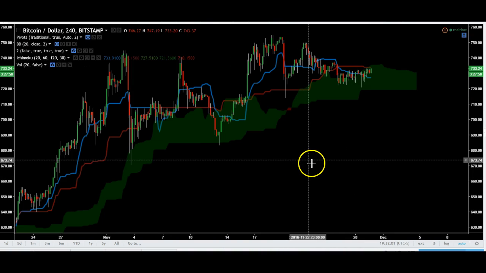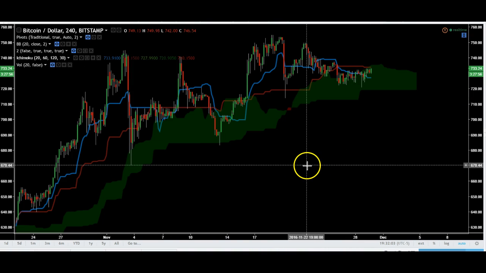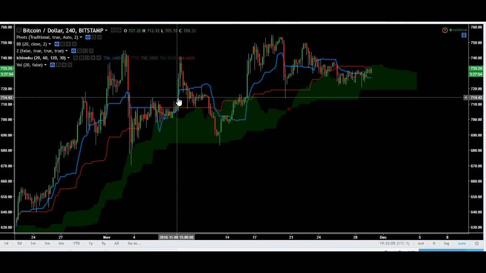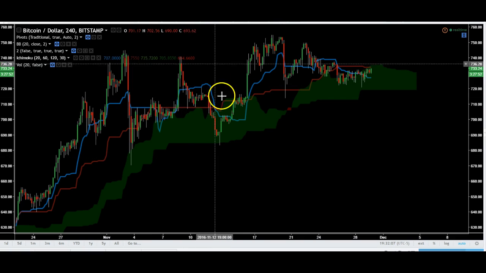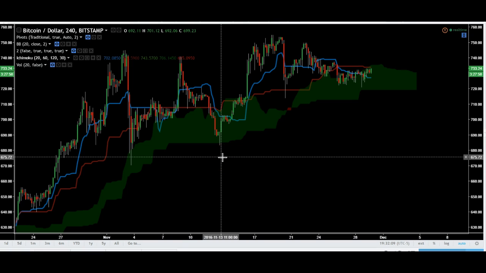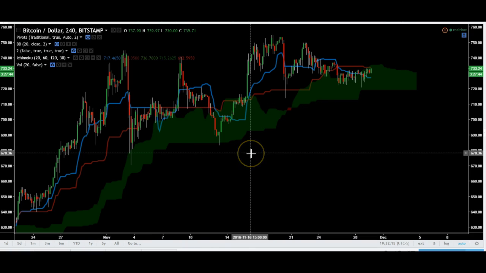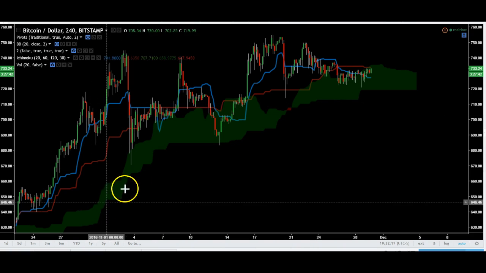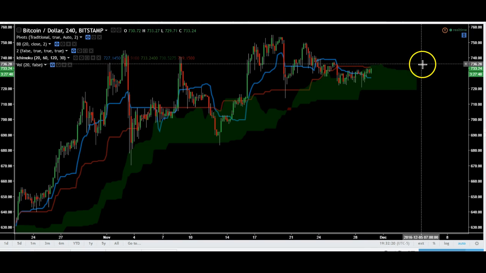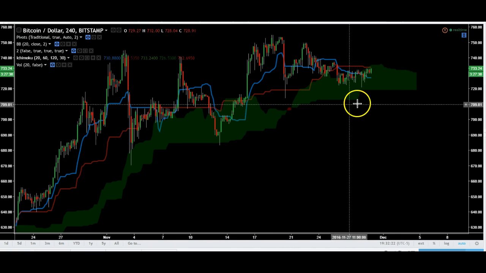But you can see that these are all viable entries regardless of the end result, okay? Meaning I trust the cloud more than I trust anything else. So if I get a TK cross above the cloud, that tells me to go long. You can see the cloud itself, the support is rising. We've refused to break through support.